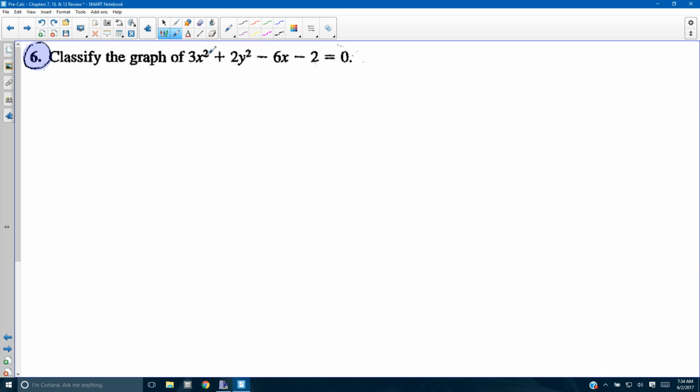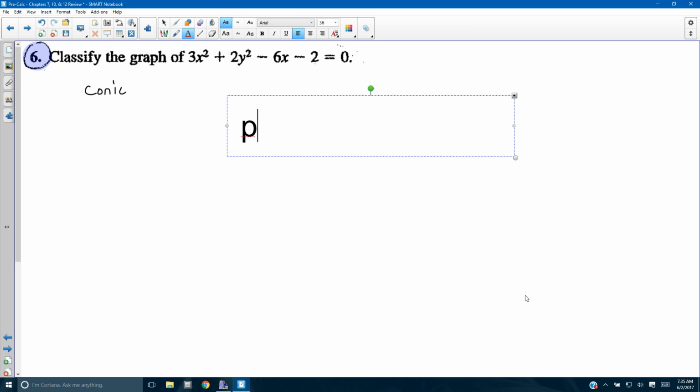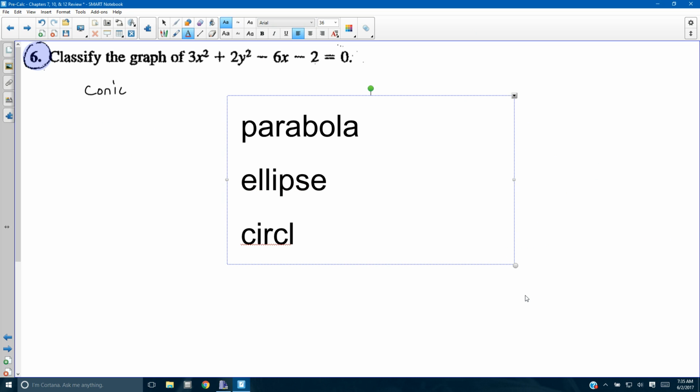Number 6, classify the graph of 3x squared plus 2y squared minus 6x minus 2 equals 0. They're asking you to find out what kind of conic this is. Both variables are squared. Here, let me do this. I'm going to type out the 4 different ones there are, and I'm going to copy and paste this for later because I'm going to use this later.